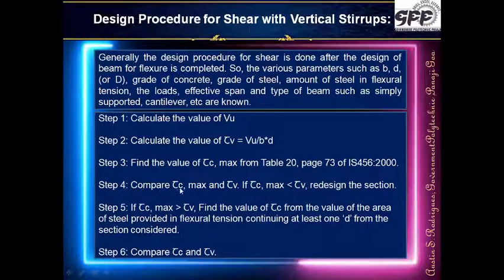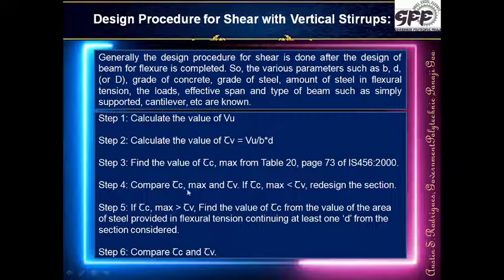Now compare tau C max and tau V. Whatever value we have got from here, compare them with tau V. If tau C max is less than tau V, that means the nominal shear stress coming is more than the capability of the beam, redesign the section. As we have discussed earlier, redesign means either increase the B or the D or B and D, or improve the grade of concrete. That could be done, and as a result we will have to design it right from the beginning and then proceed with this design.